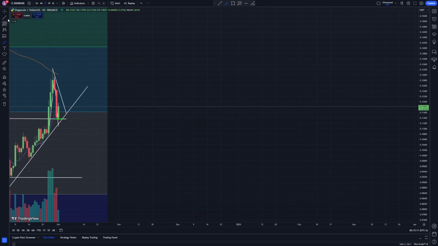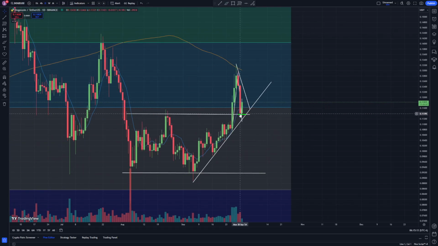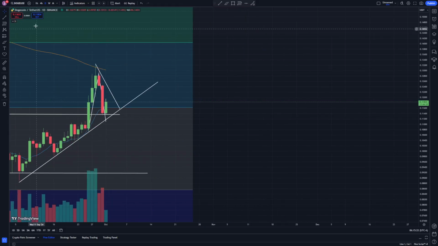The daily time frame, like I said, I'm watching those moving averages, the 9 moving average and the 180 moving average. Let me delete this. But yeah, we'll see what happens.